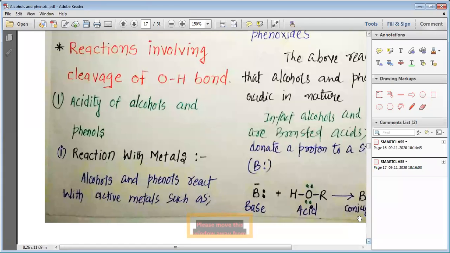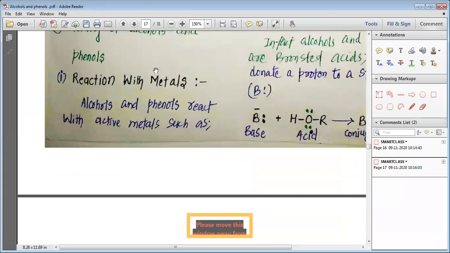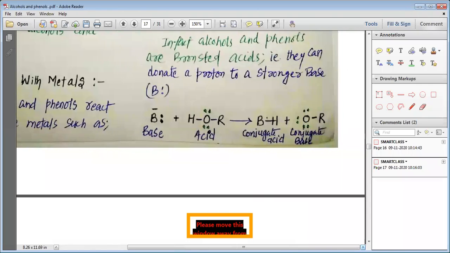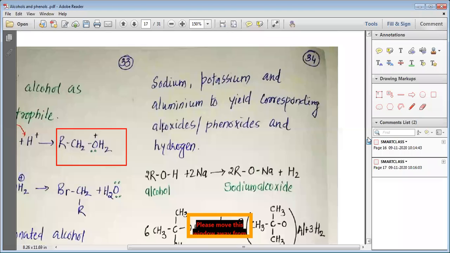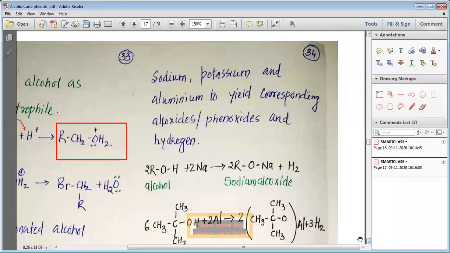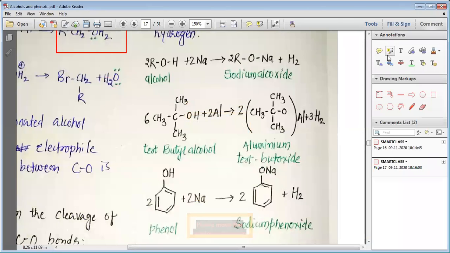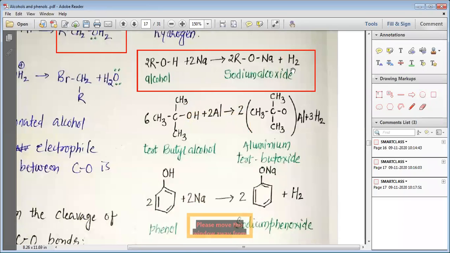So let us first look at the reactions with metals. Alcohols and phenols react with active metals. Active metals means more reactive metals. So alcohols and phenols react with active metals like sodium, potassium and aluminum to yield the corresponding alkoxides or phenoxides and hydrogen gas. You can see in this reaction, my dear students, that an alcohol reacts with sodium metal to produce sodium alkoxide and hydrogen gas.